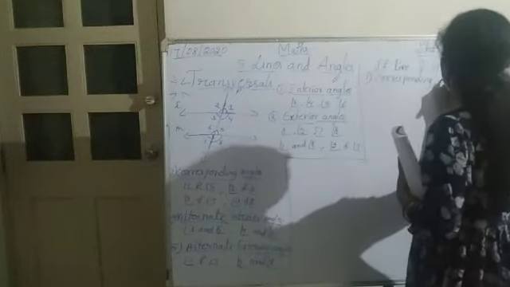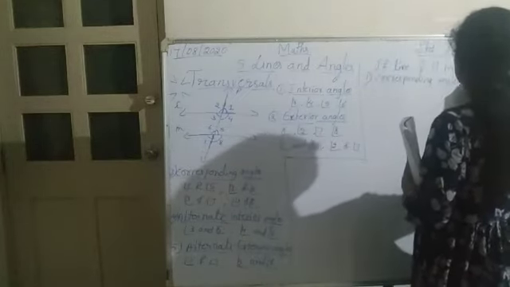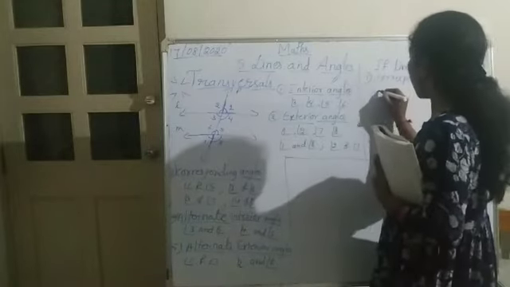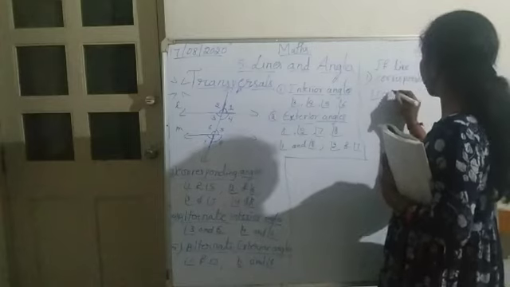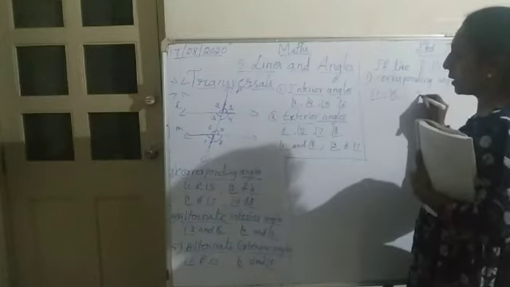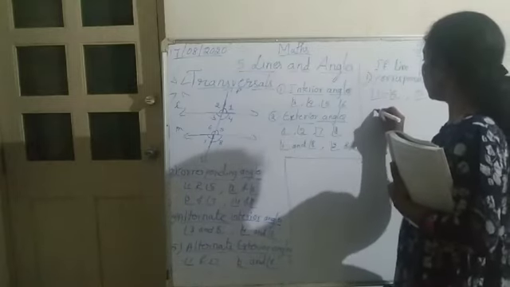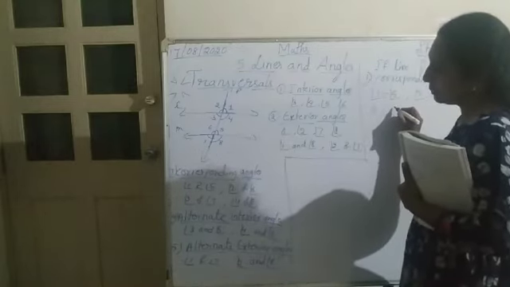Corresponding angles. What will happen here? Equal. Corresponding angles will be equal. Which are those? Angle 1 is equal to angle 5. And then angle 2 is equal to angle 6. Angle 3 is equal to angle 7.